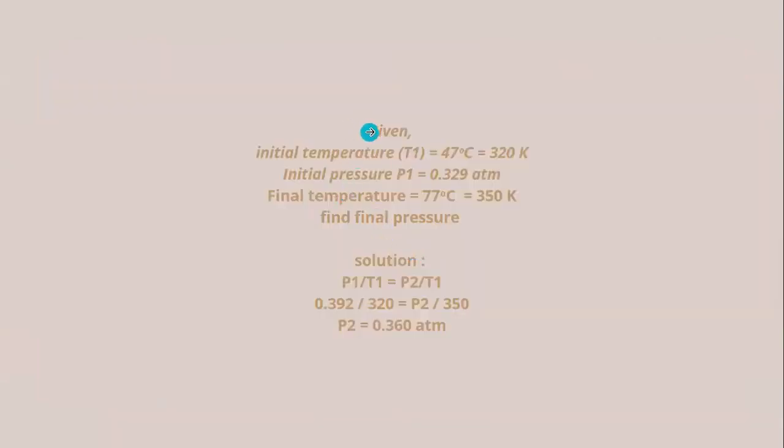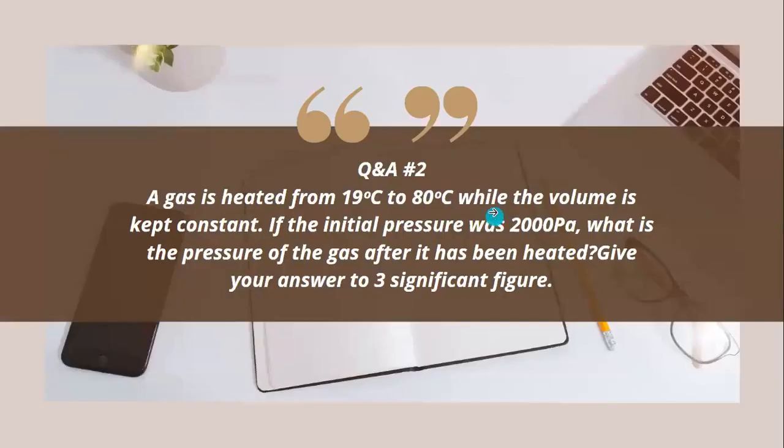So here it is given that the initial temperature is 47 Celsius, which if we convert to Kelvin, it is 322 Kelvin. Oh, wait, it's 320 Kelvin. And the initial pressure is 0.329 atm. The final temperature is 350 Kelvin. So here we are asked to find the final pressure. We do the same as before, cross multiply, and then we get that the final pressure is 0.360 atm.